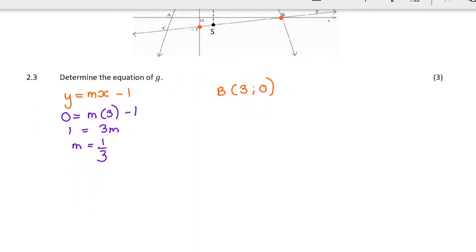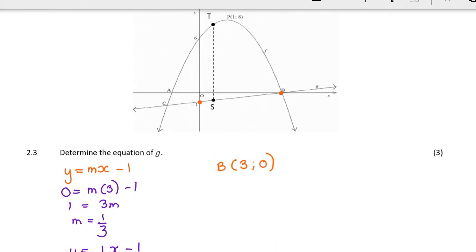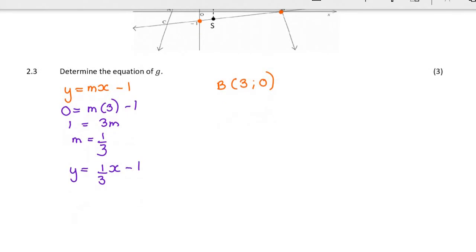Now, don't forget that you then need to write down the equation because that's what they asked. So it's a third x minus 1. Now, that seems probably right because that is clearly an upward sloping straight line, and it does look like a fairly shallow gradient, and so I'm happy with that, and that's another 3 easy marks.